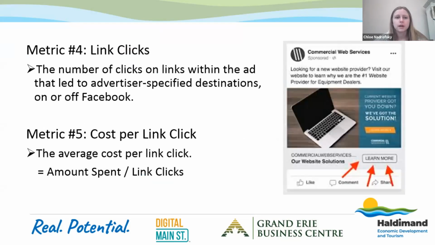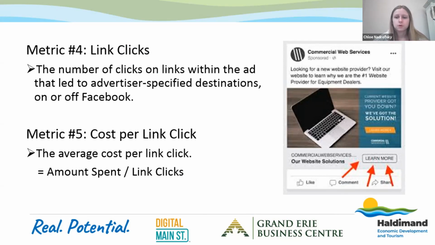So metric number 4 is link clicks. This is the number of clicks on links within the ad. It's pretty straightforward: it took your customer to a landing page or a specified destination off Facebook. To calculate your cost per link click, it's just the average amount spent on the ad divided by link clicks.